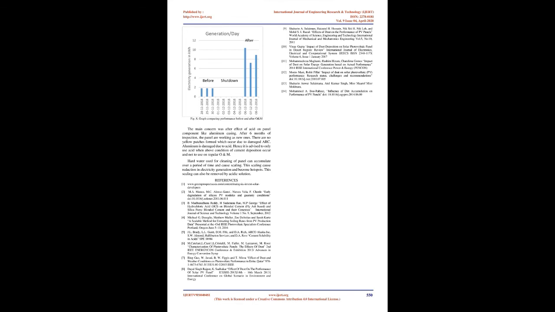For conclusion: after cleaning of the panels, the following readings were observed. The main concern was the after-effect of acid on panel components like the aluminum casing. After 6 months of inspection, the panels are working like new ones. There are no yellow patches formed, which occur due to damaged ARC. Aluminum is not damaged due to acid. Hence it is advised to only use acid when the above condition of cement deposition occurs and not to use it in regular O&M.